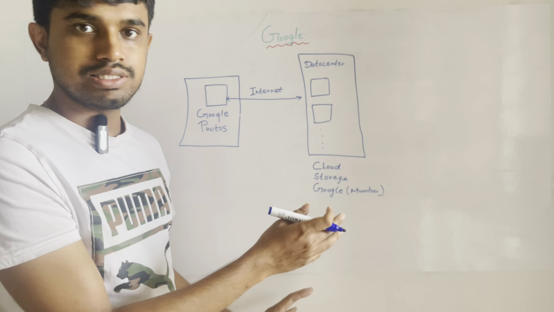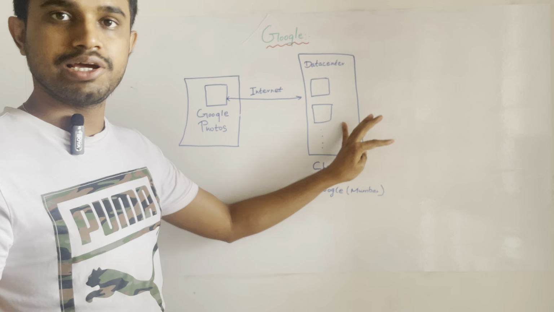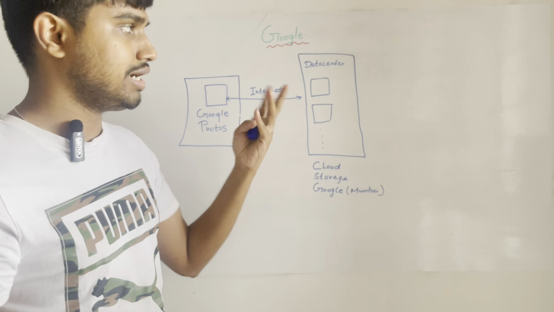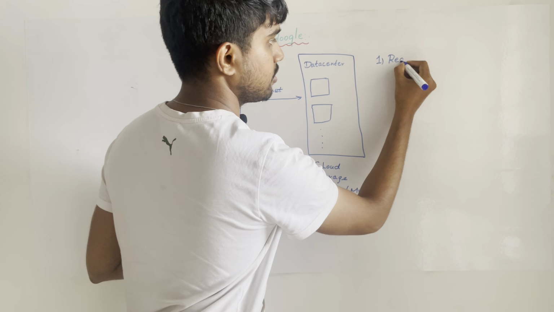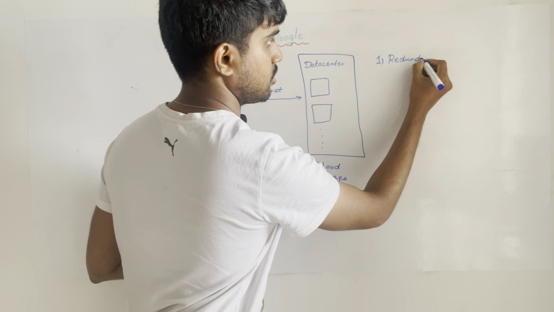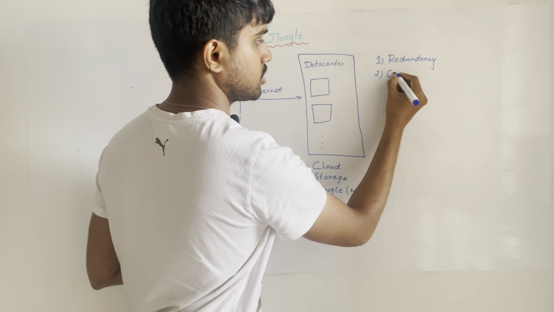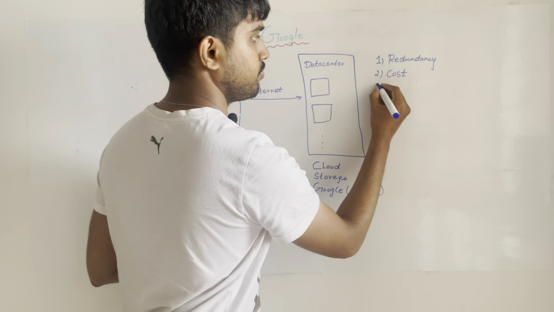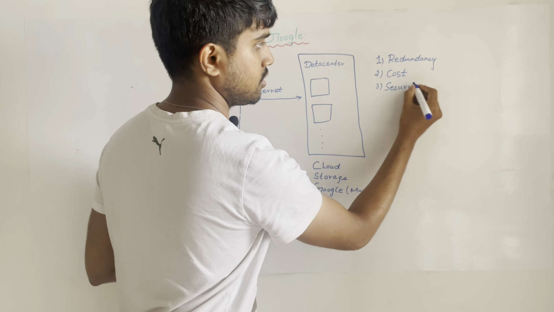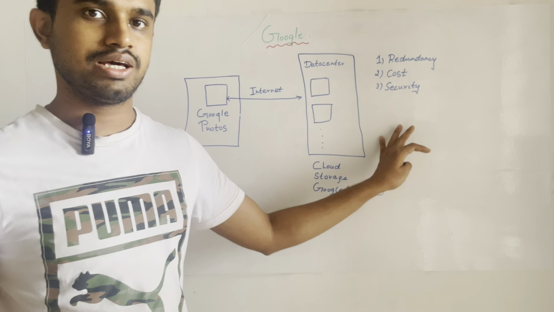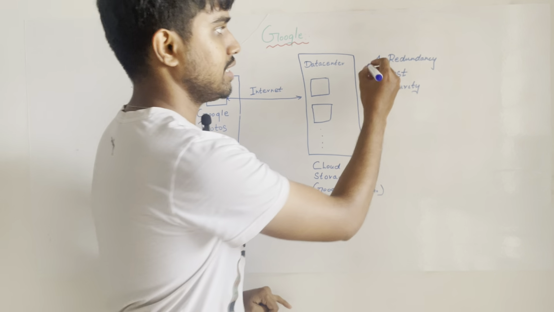So what are the advantages of storing it this way, right? In a generic location and then getting it via internet, right? So a few advantages are, the first one is redundancy. The second one is cost. Maybe the third one is security. And so on, right? So let's analyze one of them in this video, right? We can take the redundancy part.